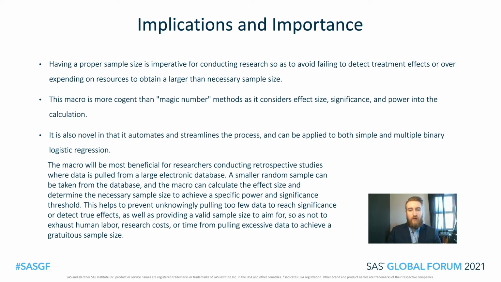And this will help you from unknowingly pulling too little data to reach significance or detect true effects in the circumstance that true effects exist. And it's also going to provide a valid sample size to aim for once you have done the calculation from your simple random sample. And that avoids expending way too much human labor, research time, and cost from pulling excessive data to reach some sort of gratuitous or overzealous sample size. So I think in that regard, this macro will be very beneficial for researchers doing retrospective studies.